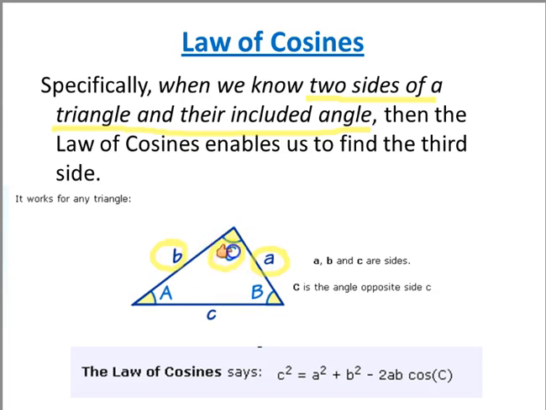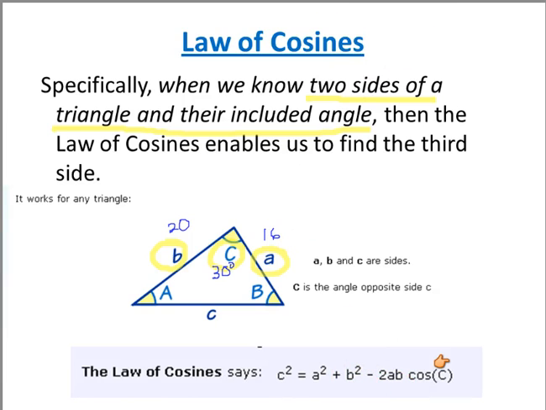Then if we were given these, so let's say this side was 20, this side was 16, and this angle was 30 degrees, we could use the law of cosines. The law of cosines is a little long of a formula. In this example, c squared equals a squared plus b squared minus 2ab cosine c.